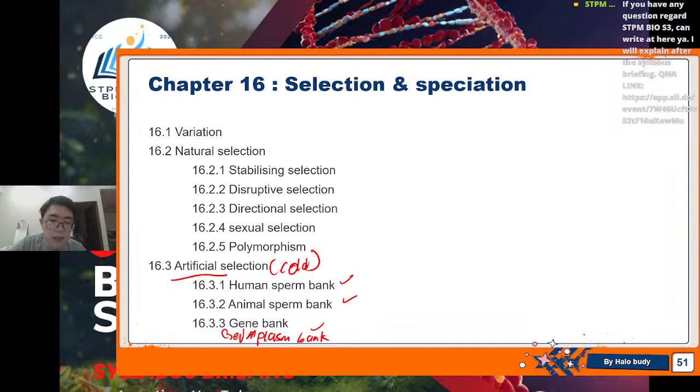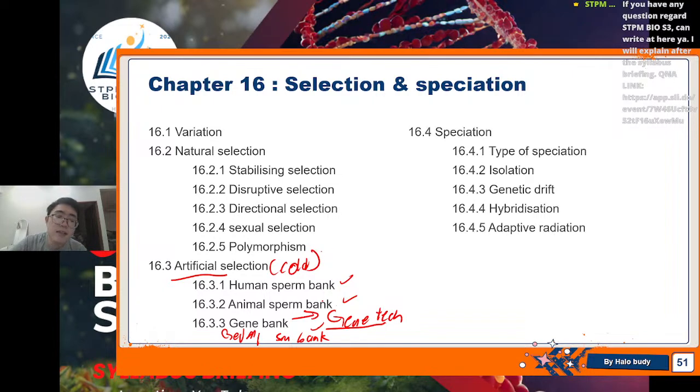Why is it important? Normally, artificial selection is meant to benefit humans. So if you know the purpose, it is actually easy to understand. And for the gene bank, you will learn in this semester, in the last two chapters, gene technology. Later I will explain it. Gene technology has a topic that explains the gene bank. So if you are an expert, you can explain it in gene technology.